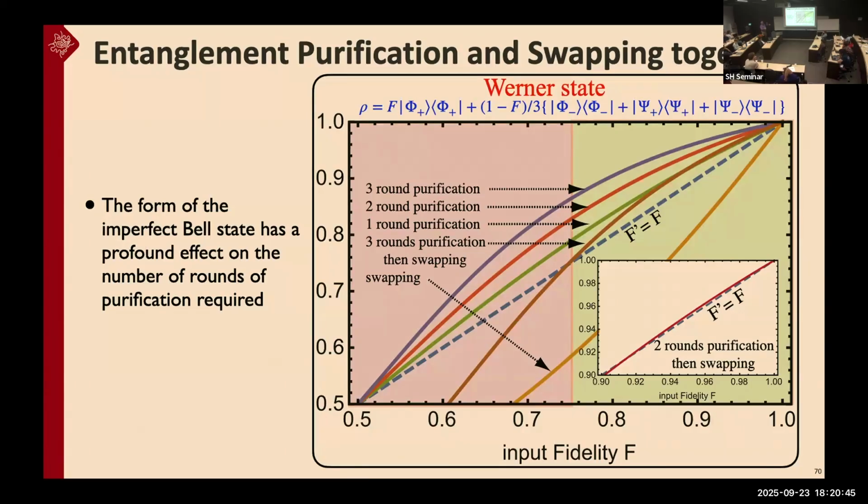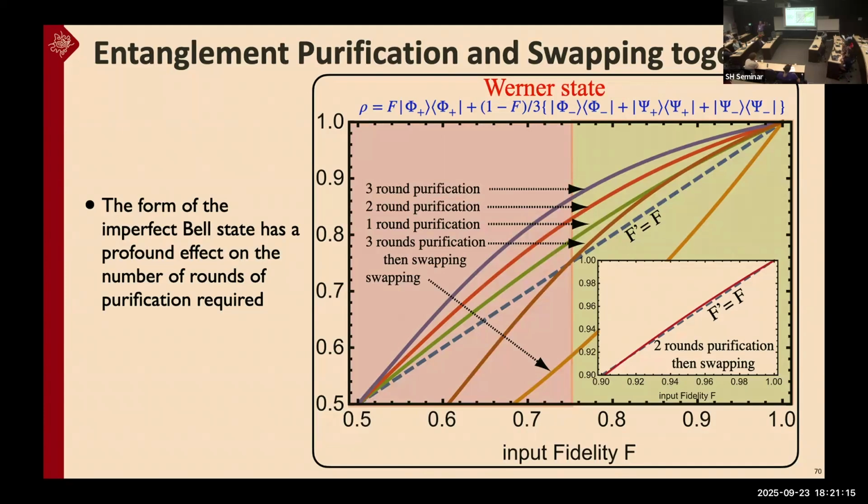And so if your fidelity is basically less than 80%, with the Werner state, you're going to have to do more than 3 rounds of purification. At 2 rounds, you just touch the curve. So, 1 purification protocol, the mixture of 2 Bell states, 1 round would seem good. This case, 3 rounds.